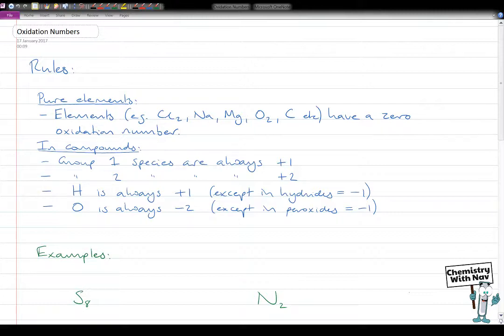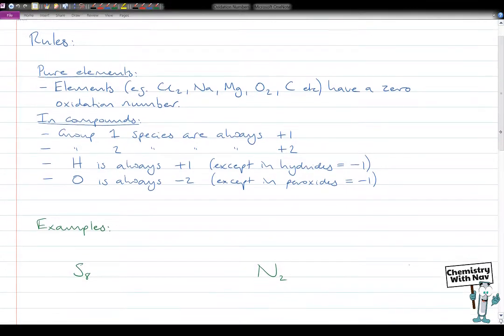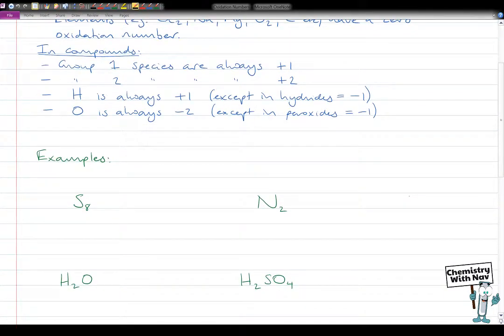But if you're looking at a compound, then any group 1 species, anything in the first column of the periodic table, that's always going to be a +1 oxidation number. A group 2 will always be +2. Hydrogen is always +1, except when it's in something called a hydride, when it's -1. And oxygen is always -2, except in a peroxide, where it's -1.